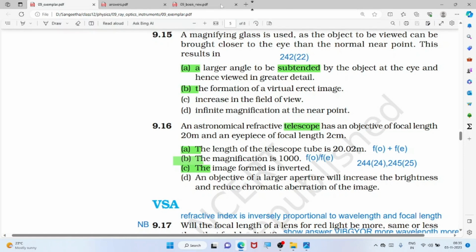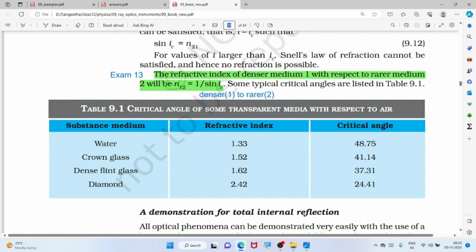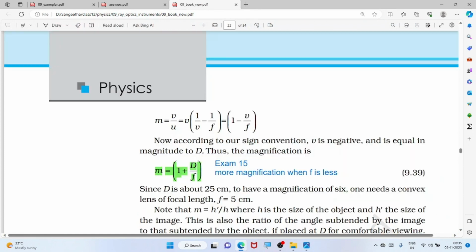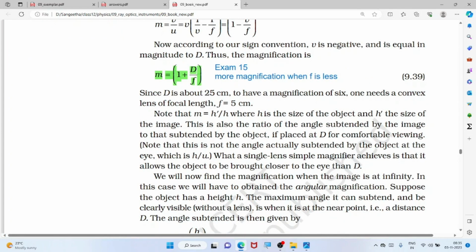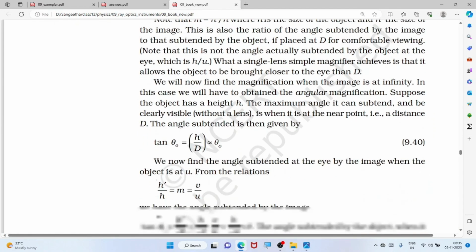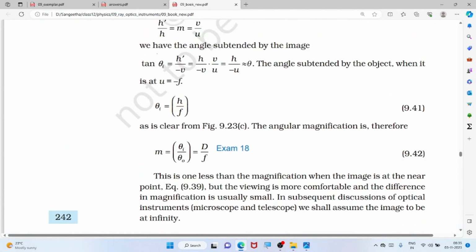Question 22. More magnification: when the focal length is less, then m will be more. Less focal length, m will be more.